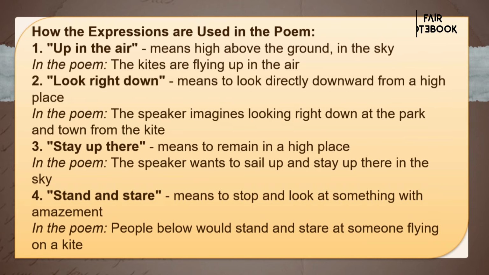Second, look right down means to look directly downward from a high place. In the poem, the speaker imagines looking right down at the park and town from the kite. Third, stay up there means to remain in a high place. In the poem, the speaker wants to sail up and stay up there in the sky. Fourth, stand and stare means to stop and look at something with amazement. In the poem, people below would stand and stare at someone flying on a kite.